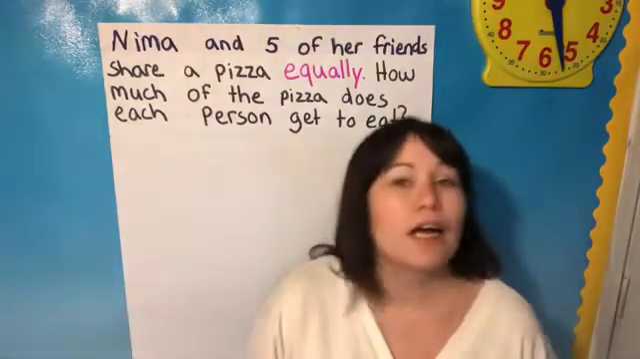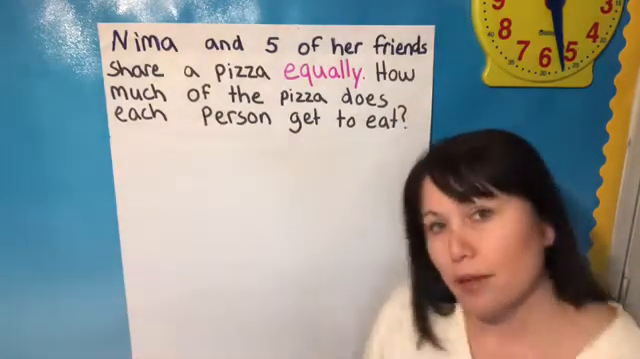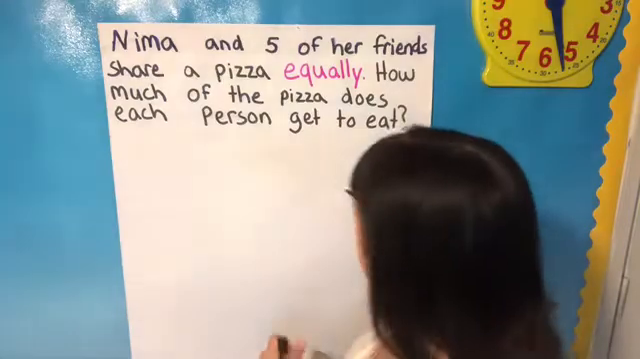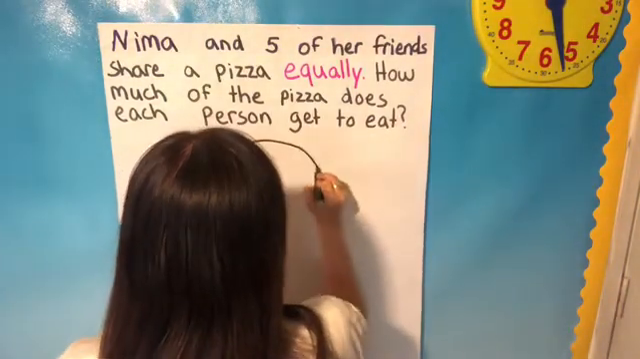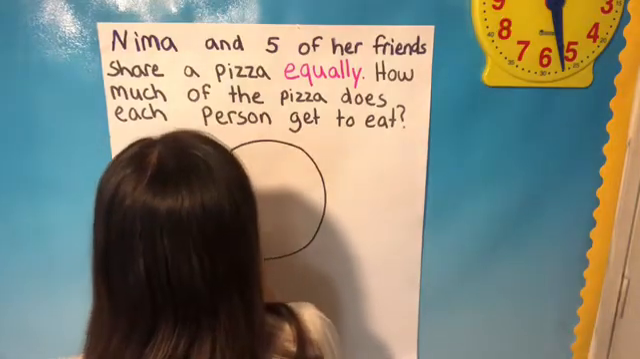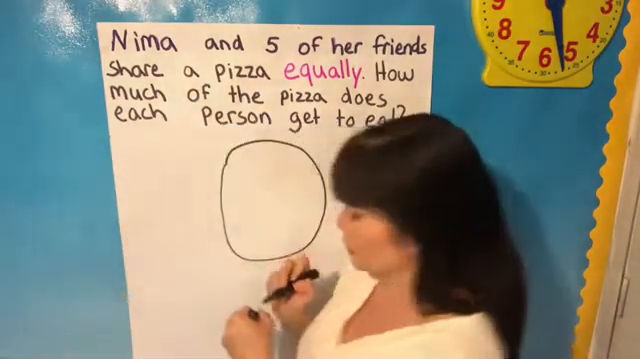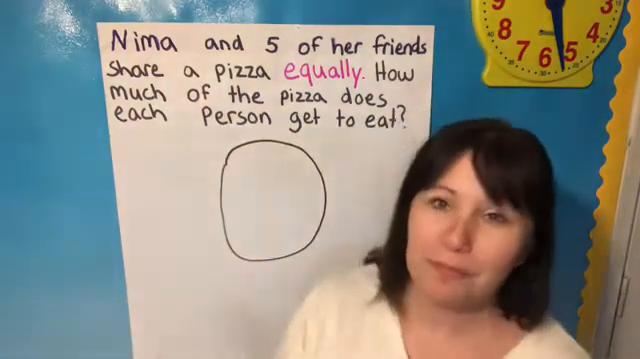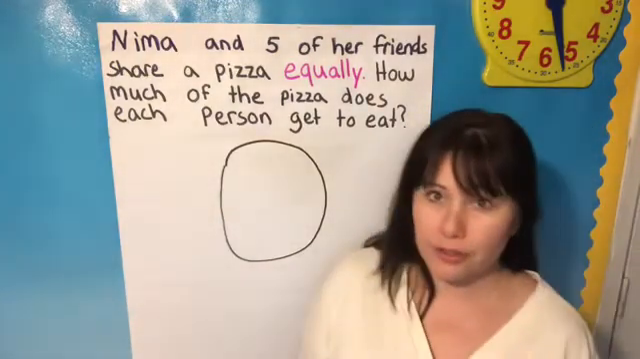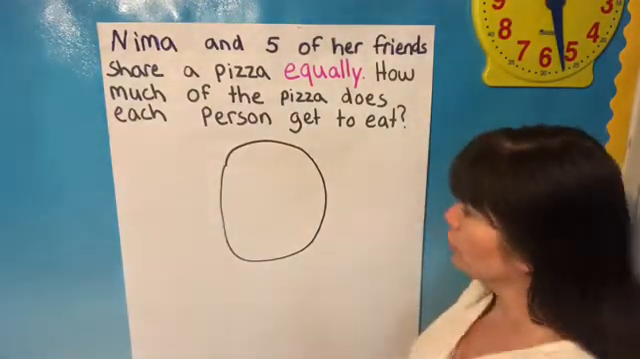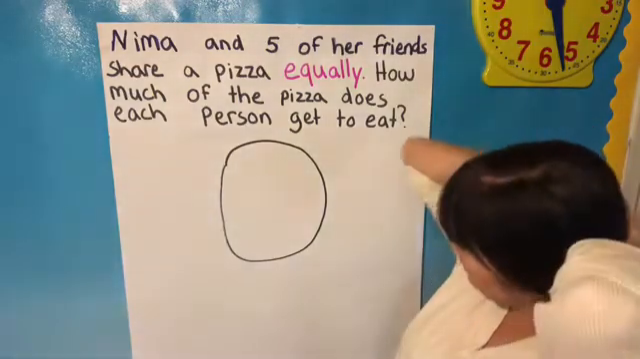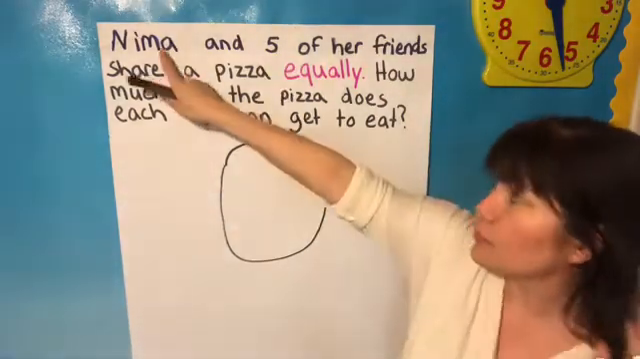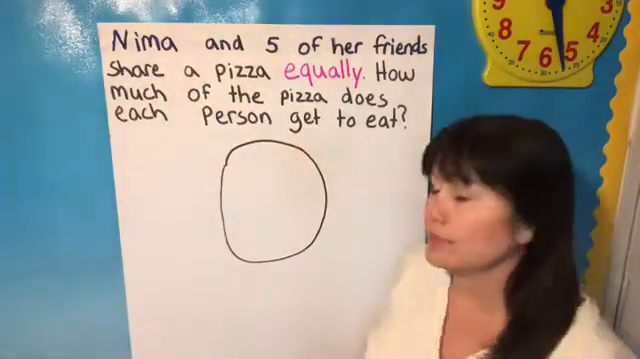Okay, third graders, I hope that you had a good time solving that problem. And I bet the first thing that you all did was to draw the pizza, which is a circle. It's a little lopsided circle, but it's the best I can do. Okay, third graders, now that I have drawn my circle, I am going to partition this circle, this pizza, into 6 pieces to represent Nima and her 5 friends.